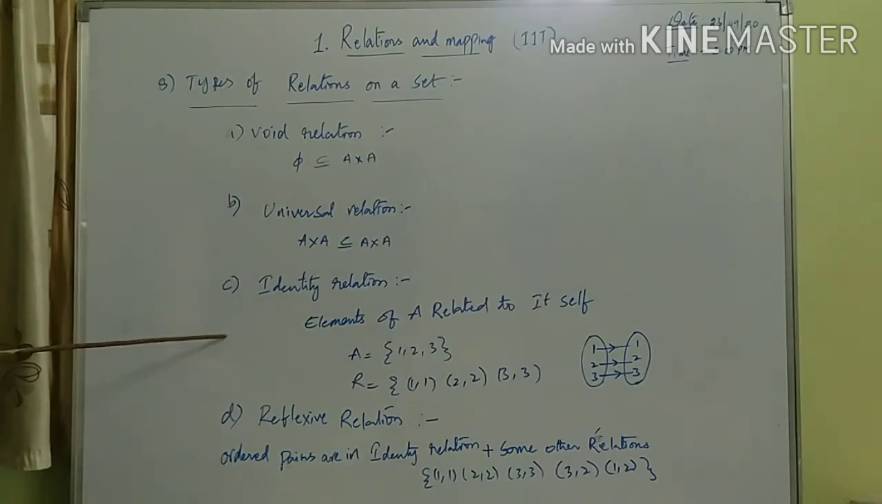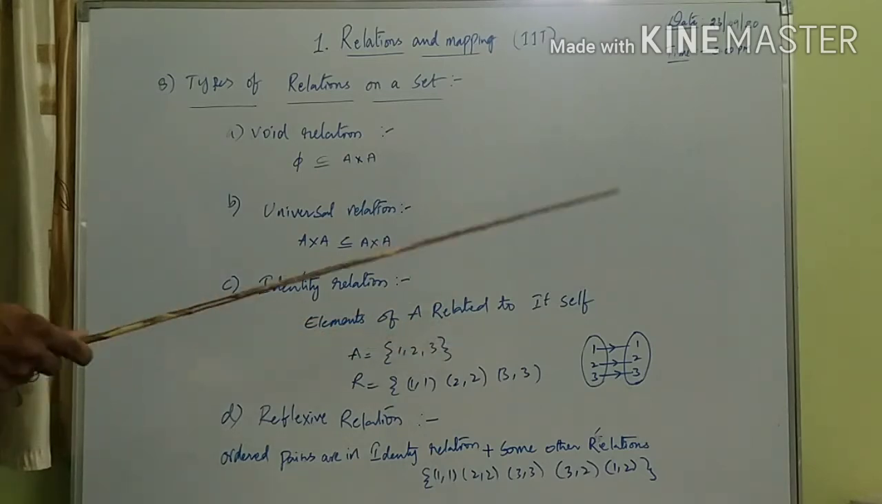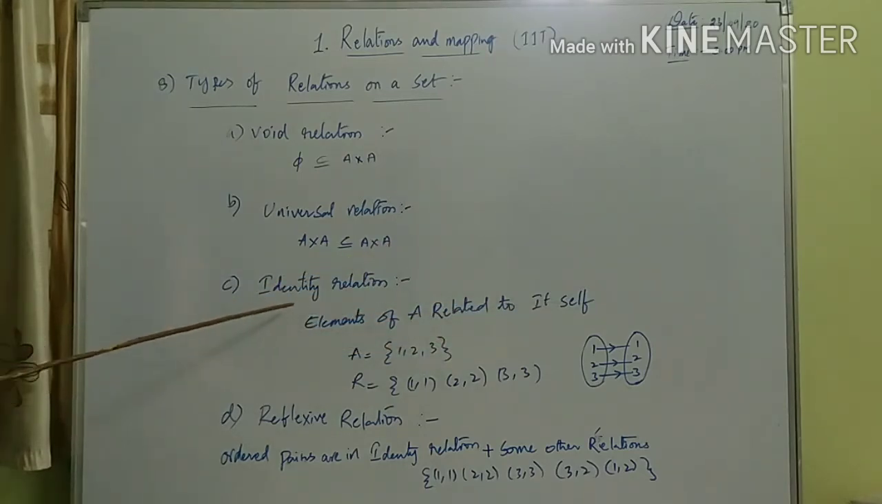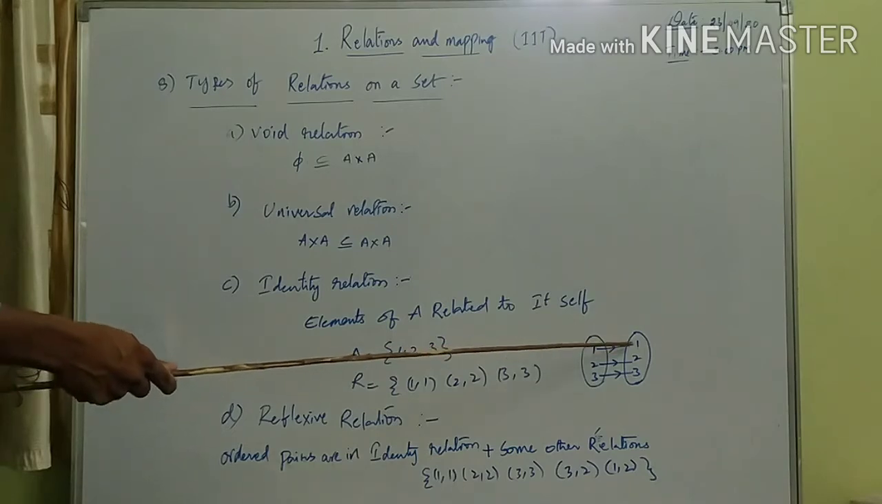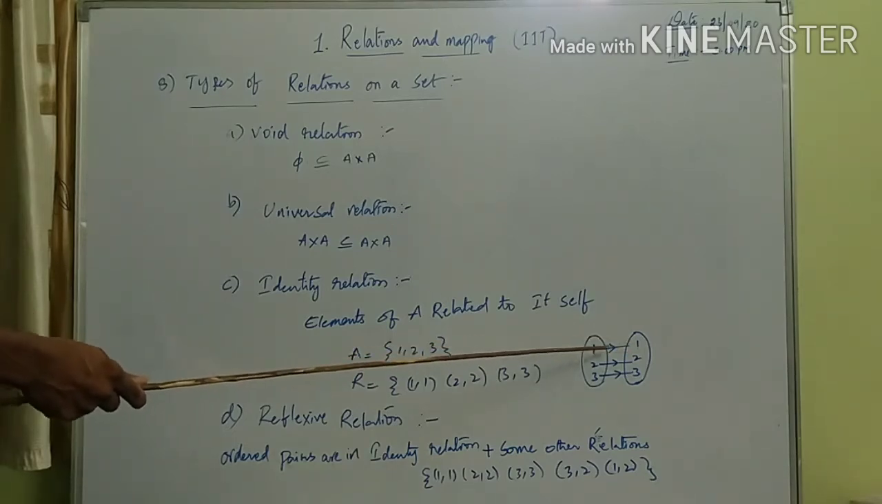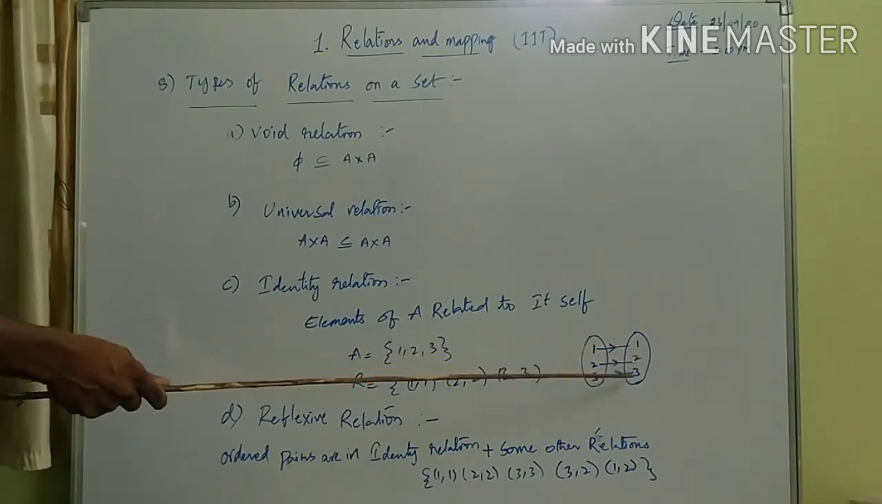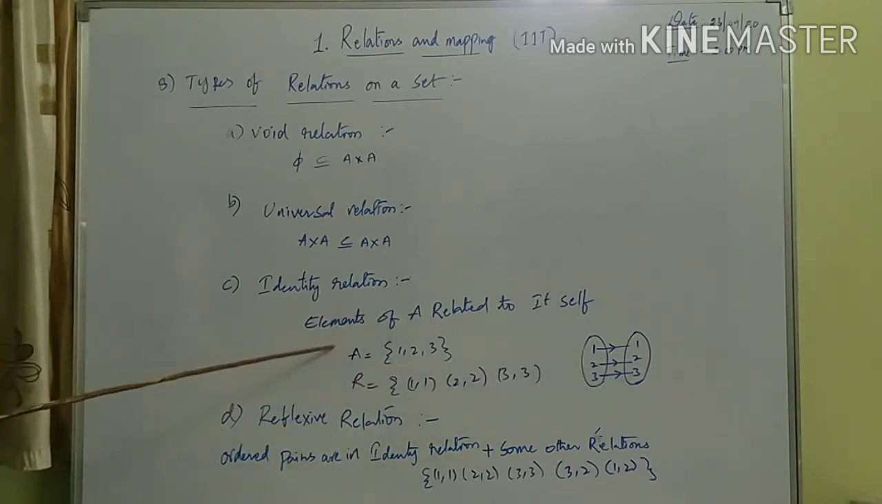And next one, C, identity relation. What is identity relation? The identity relation is nothing but the elements of A related to themselves. Here A equals {1, 2, 3}. Related to itself means 1 is related to 1, 2 is related to 2, 3 is related to 3. This type of relation is called identity relation.